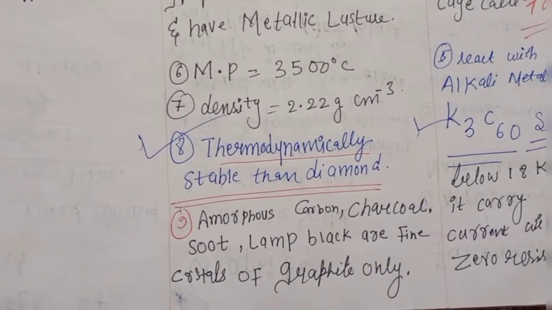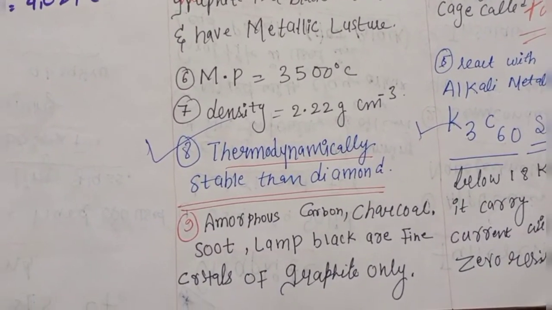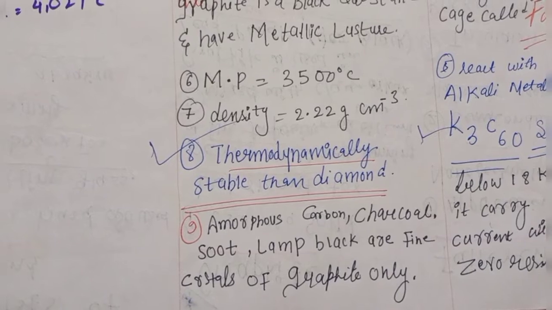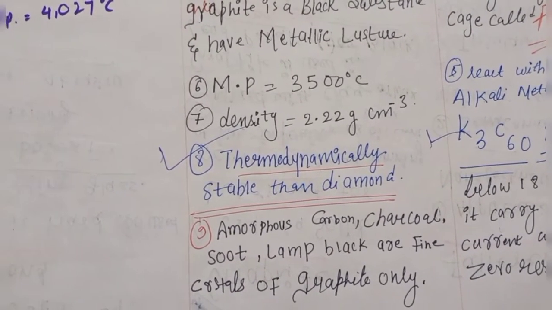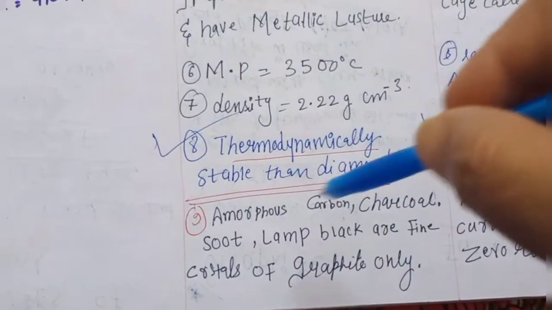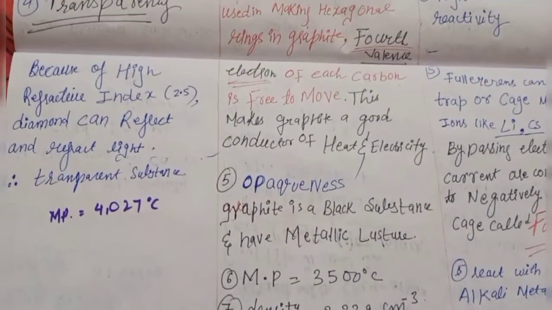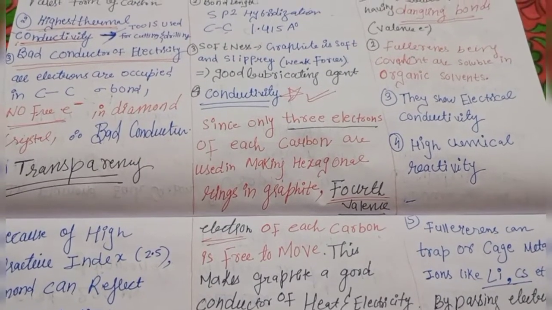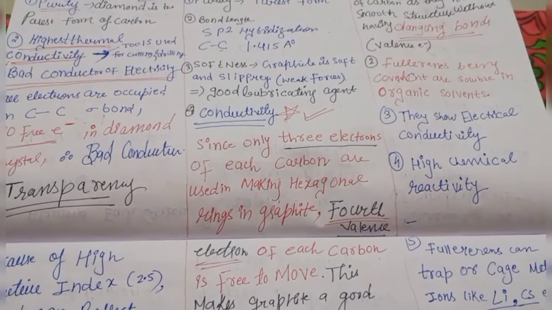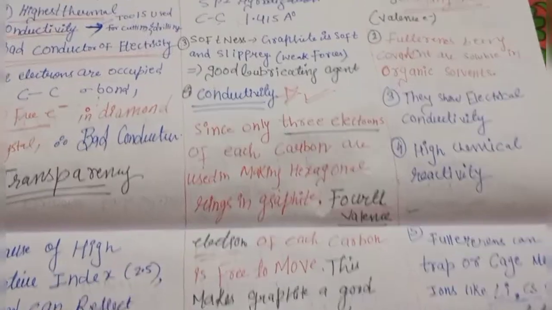And amorphous carbon, our charcoal, soot, lamp black are the fine crystals of the graphite only. When we talk about the amorphous allotropes of carbon, all these are types of graphite only. So I hope the points of graphite are clear to you. Maximum questions are being asked from graphite, so you should learn them very nicely.